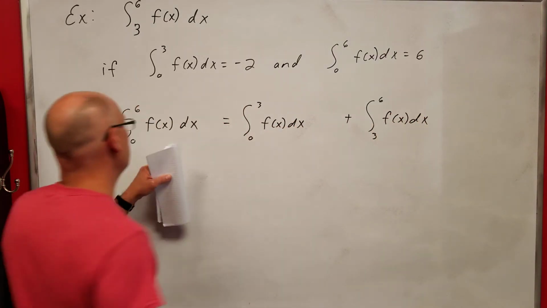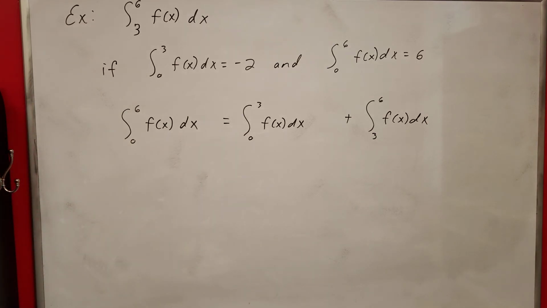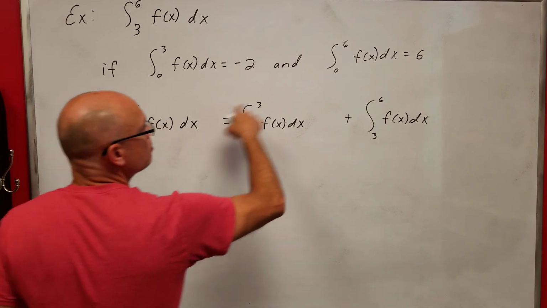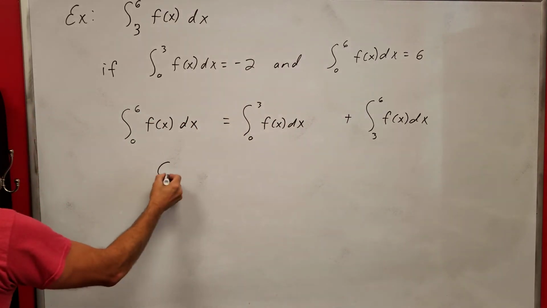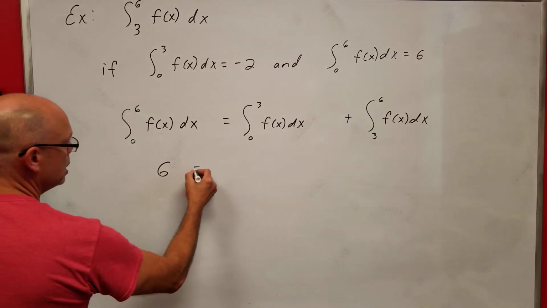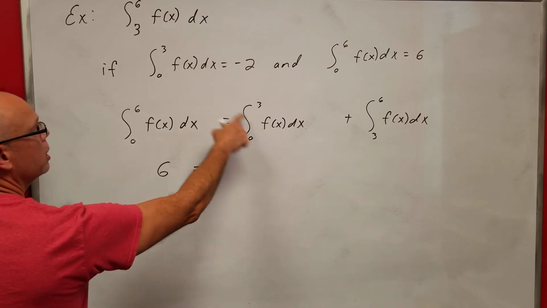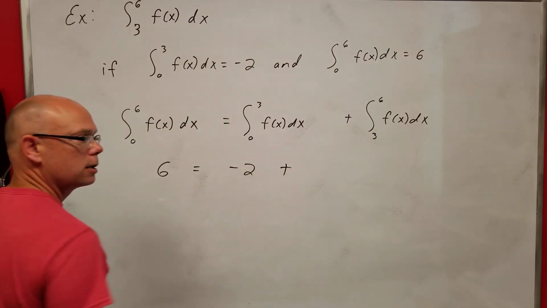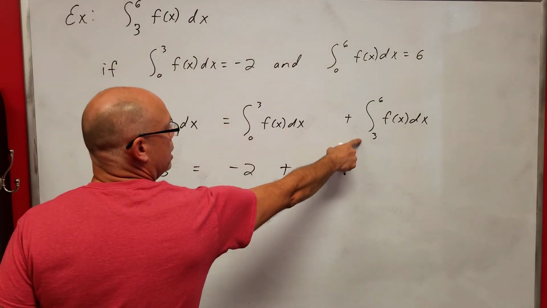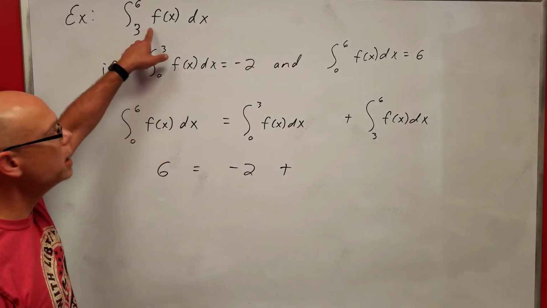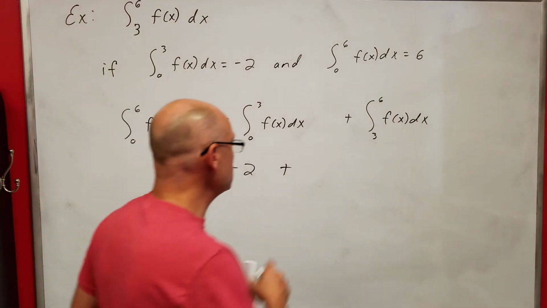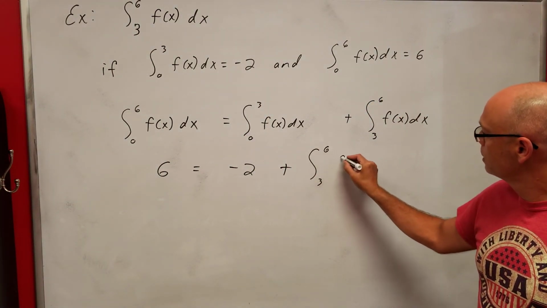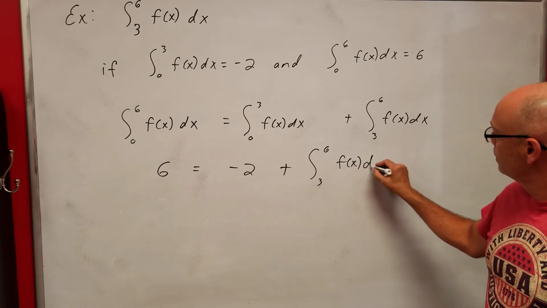So in other words, I could break this up like that. What's the integral from 0 to 6 of f of x? They tell me that's 6. That is equal to, what's the integral from 0 to 3 of f of x? They tell me that's negative 2. Plus, what's this integral right here? Well, that's my unknown integral, right? So I just rewrite it as an unknown: the integral from 3 to 6 of f of x dx.